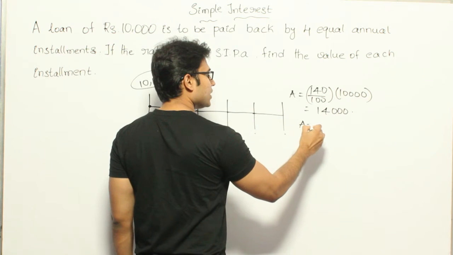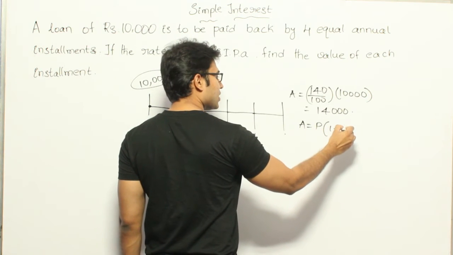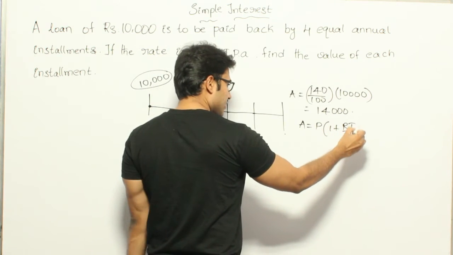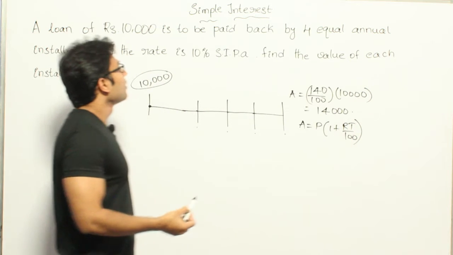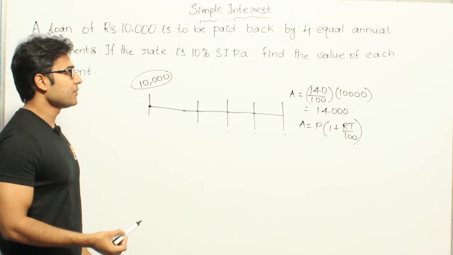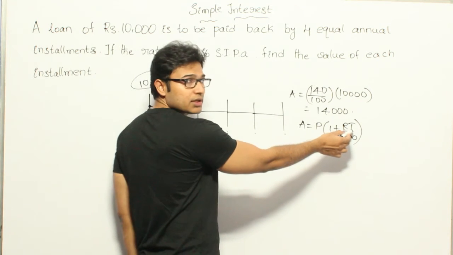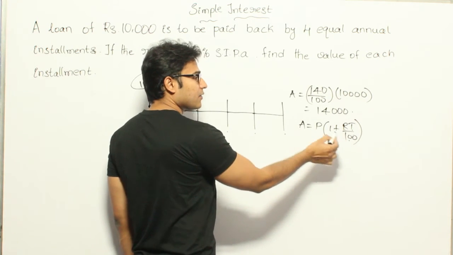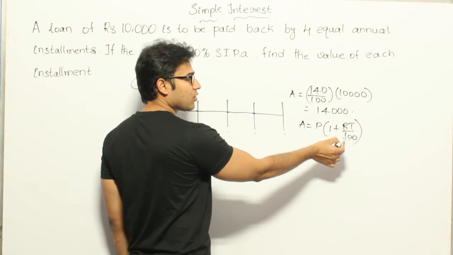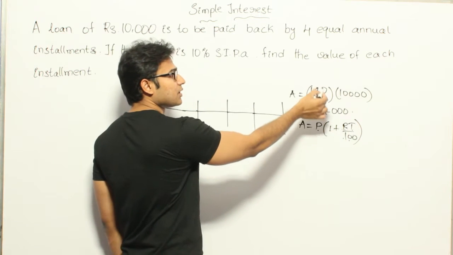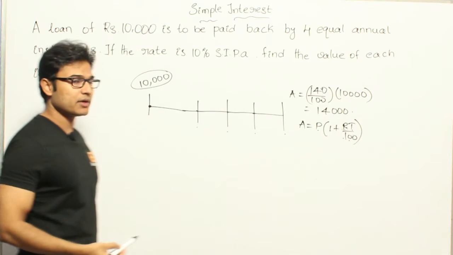So what is it? Amount A equal to P into 1 plus RT by 100, and it is given that rate is 10% per annum and the term is 4 years. Therefore 10 into 4 it becomes 40, right? And 100. Therefore 100 plus 40 is 140. 140 by 100 into principal. That is what we did. 140 by 100 into principal, right?